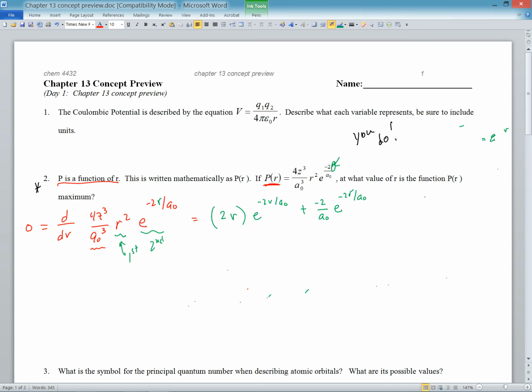That whole thing has to equal 0. So what could we do now? You could factor out the e to the negative 2r over a naught. And then you also got to multiply times r squared, right? Oh, we forgot to multiply by r squared. Yeah, we forgot the derivative of the second times our first. Thank you very much. That would have messed things up.